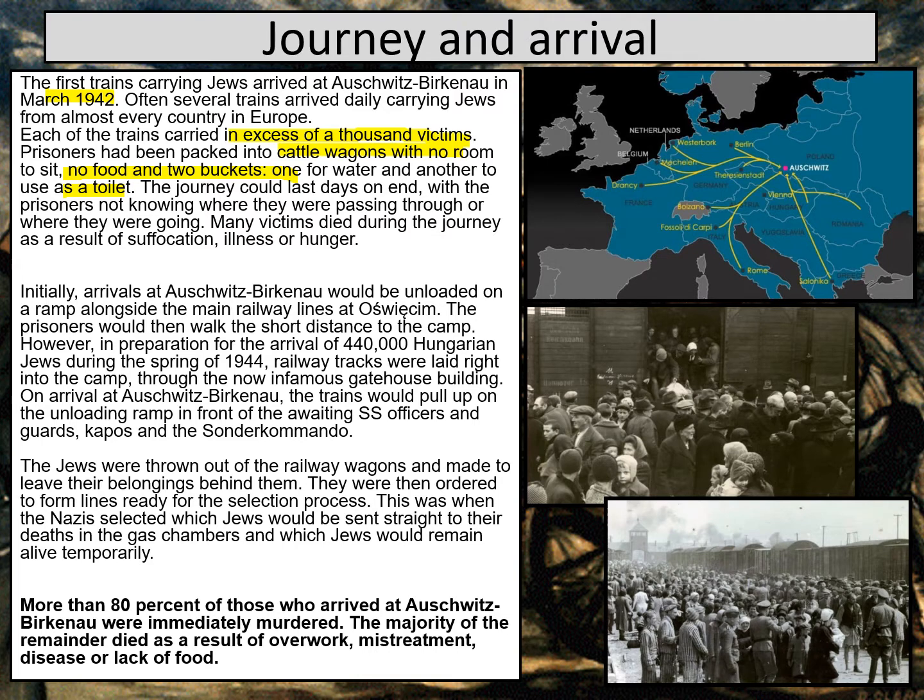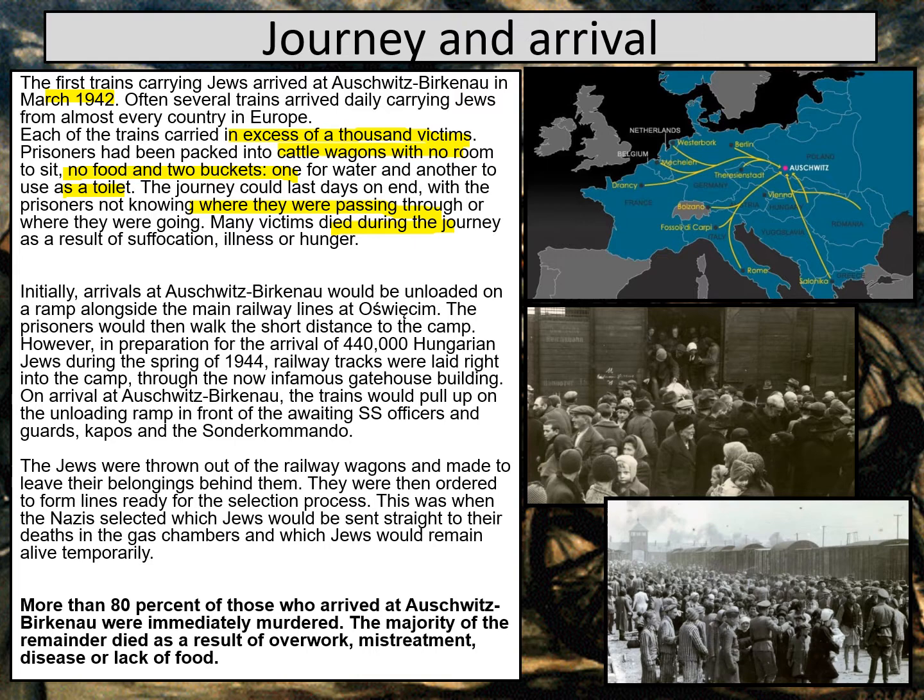The journey could last for days on end, with the prisoners not knowing where they were passing through or where they were going. Lots of victims actually died during the journey as a result of suffocation, illness, or hunger. And obviously people died of things like dehydration as well, because there was a very limited amount of water. The Nazis didn't care if the passengers died, because they believed that they were just the weaker ones that couldn't be worked anyway, so they didn't see it as an issue.